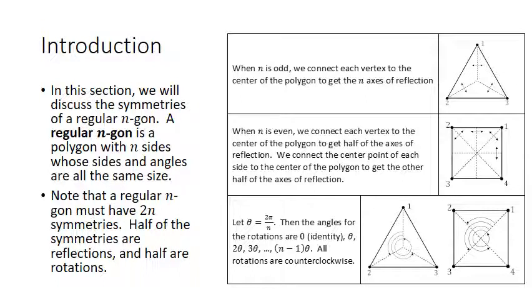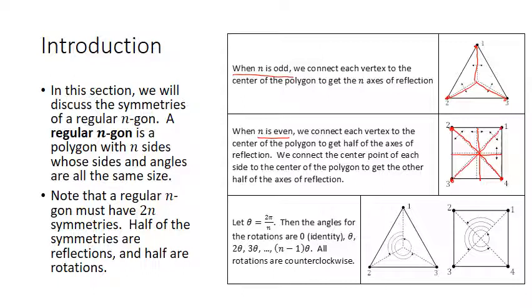So let's look at some examples here to think about that. There's a slight difference between when n is odd and when n is even in terms of the reflections. When n is odd, you can take each vertex, like in this triangle here, and connect them to the center point, and those will be your axes of reflection, and you can see there will be n of them. On the other hand, when n is even, the reflections are a little bit different, because if you just take each vertex and connect it to the center, you don't get n different lines, because they go all the way through. So you would only get half of the axes of reflection that way, and the other half are going to come from connecting the center points of each side.